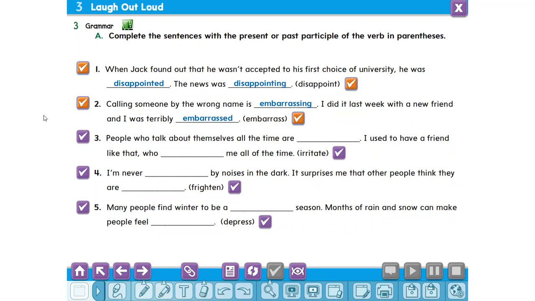People who talk about themselves all the time are irritating. I used to have a friend like that who irritated me all the time.